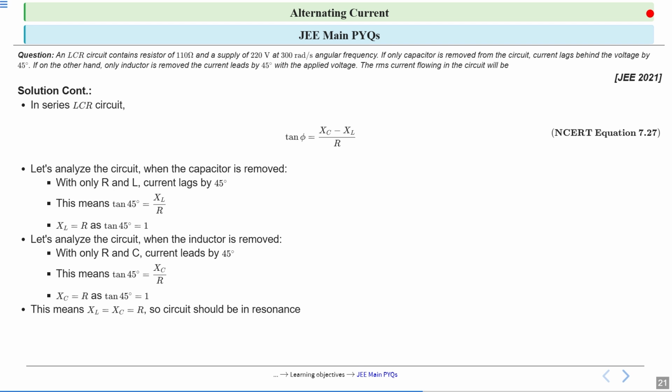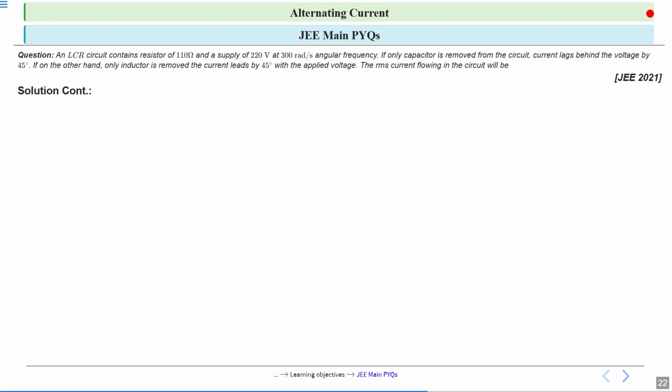When they are equal, what is the condition? Resonance. XC and XL are equal, which is equal to R. So circuit should be in resonance. Mean difference of XC and XL is 0. And circuit should be in resonance. At resonance, Z is equal to R. So XL equal to XC equal to R, circuit should be in resonance.